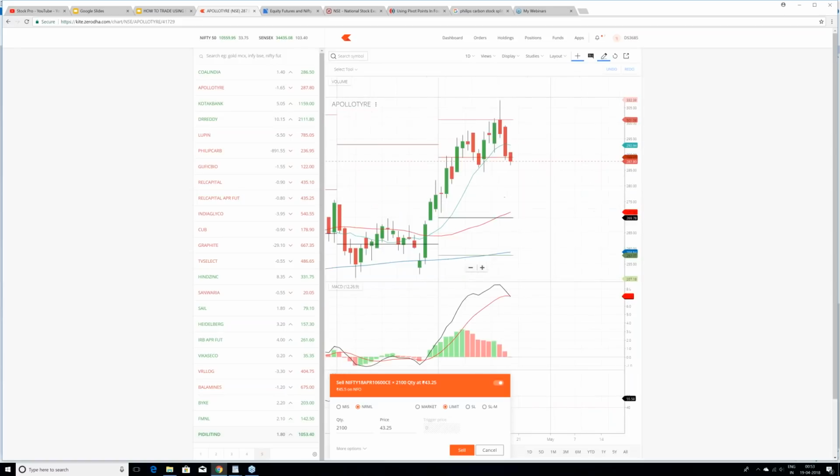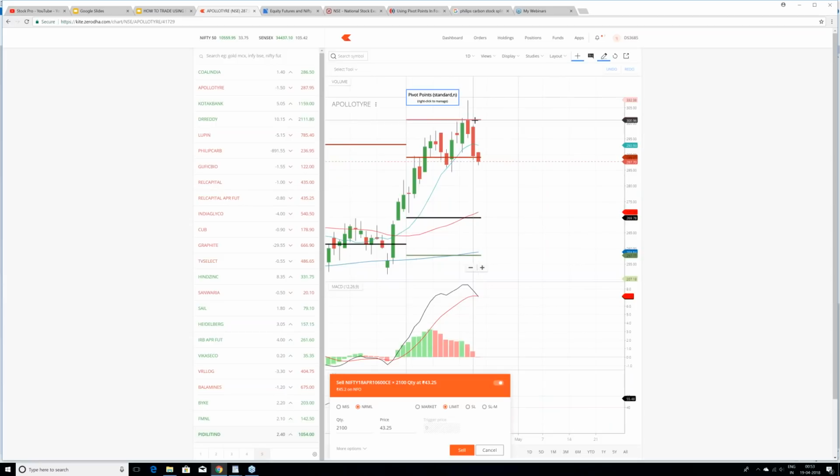So for example, I've seen time and again, whenever Apollo Tyres comes to the pivot point, it definitely experiences resistance. This is one stock that I've been observing very closely. For example, it went up, and when it came close to the pivot point, it experienced resistance and came down. Similarly, it went up, crossed it, but again came down.